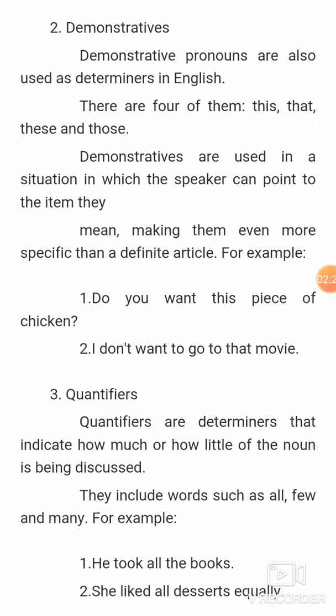Let's come to point 2, that is demonstratives. Demonstrative pronouns are also used as determiners in English. There are 4 of them: this, that, these, and those. Demonstratives are used in a situation in which the speaker can point to the item they mean, making them even more specific than a definite article.